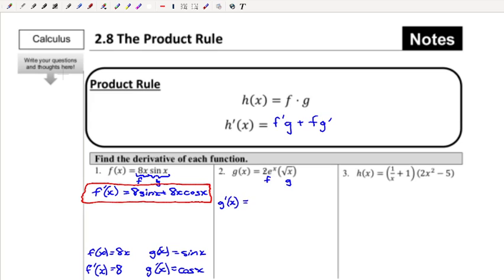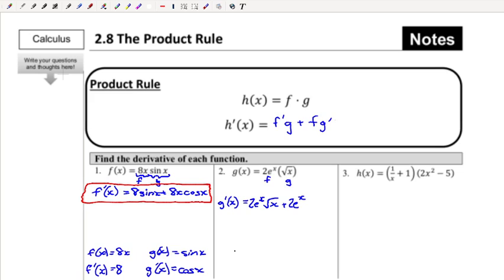my 2 e to the x derivative is just going to be still a 2 e to the x. Doesn't change because e to the x is its own derivative, times my original function g, so that's going to be times root x, plus my original function f, so that was just a 2 e to the x, times the derivative of my function g, my derivative of root x.